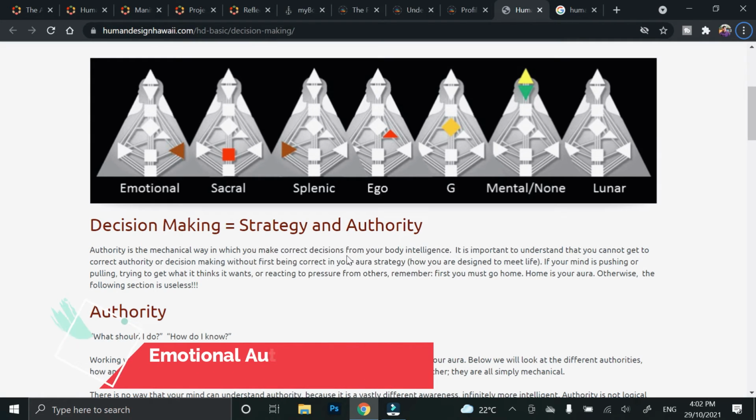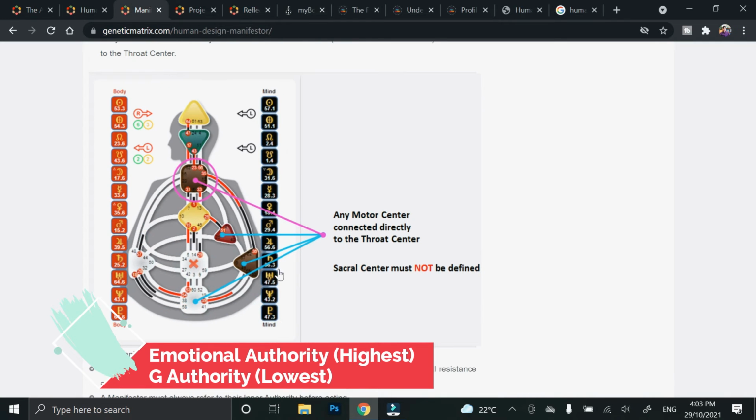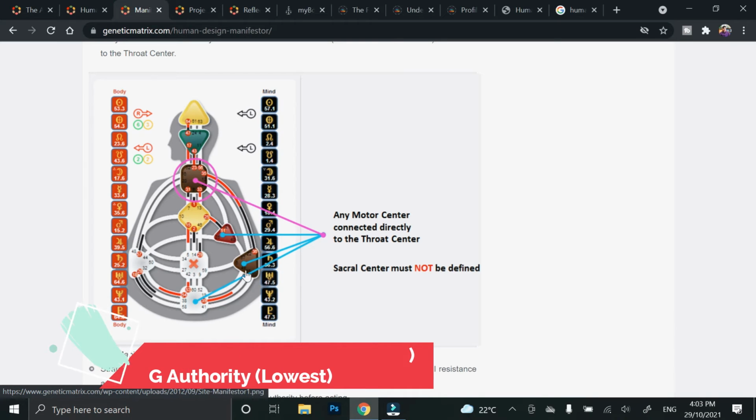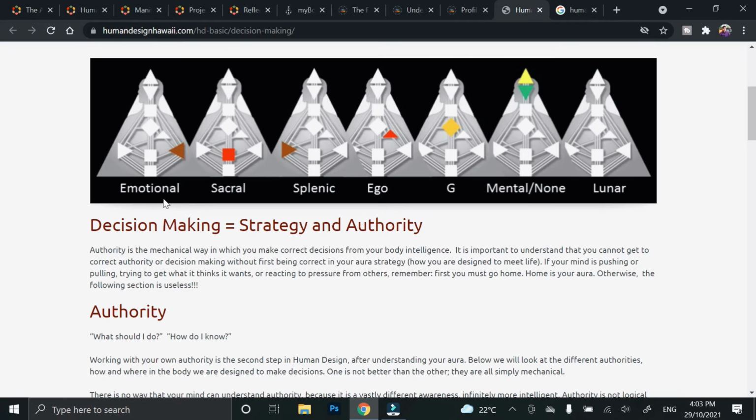Just as an example, let me give you one. If you have a solar plexus defined in your chart, just like this one, you will automatically have this emotional authority. It doesn't matter if you have the sacral or the spleen or the heart or the G center defined, because the solar plexus creates the most potent energy. Therefore, you will have what we call the emotional authority.